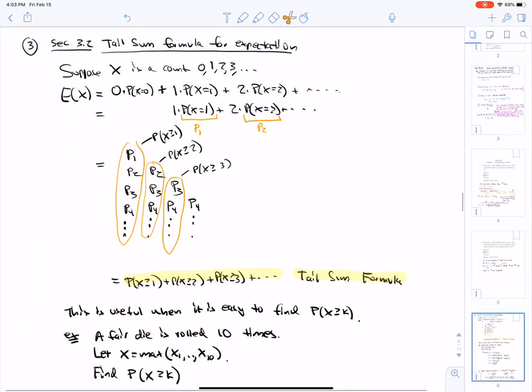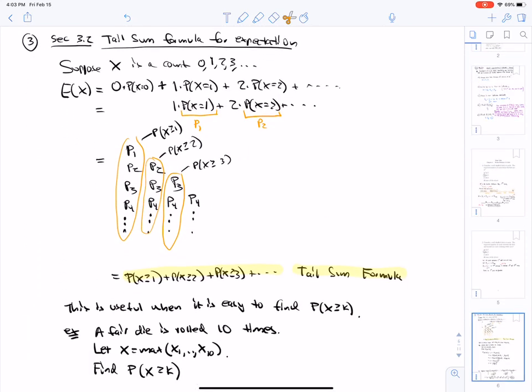We then did a tail sum formula for expectation. This is useful in certain situations where x is the maximum of a number of random variables.